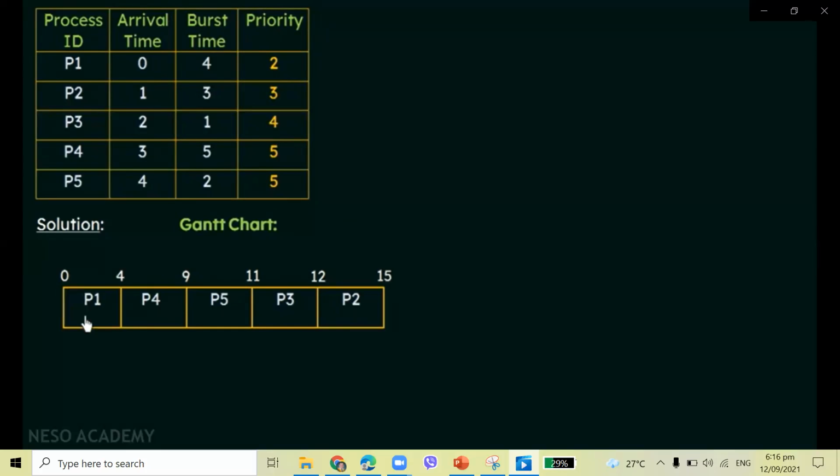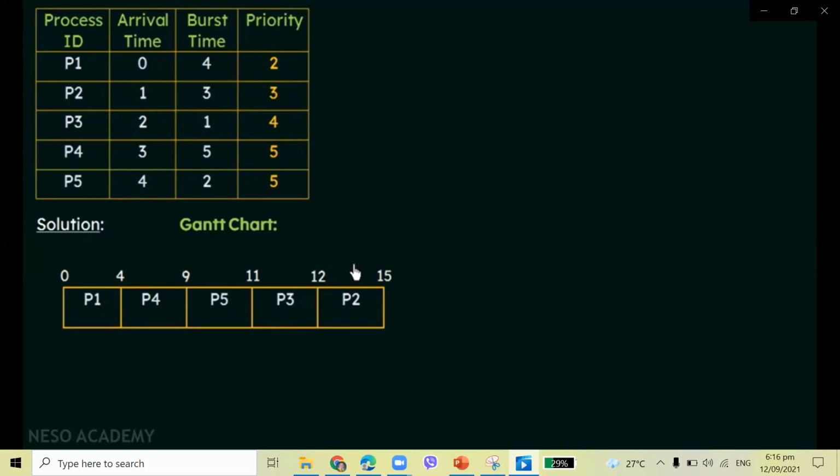In this case, when P1 was executing from 0 to 4 milliseconds, all the other processes had already arrived and were waiting in the ready queue. So we just had to see the priorities of those processes and assign the CPU to them one by one based on the highest priority. So now we have the Gantt chart.